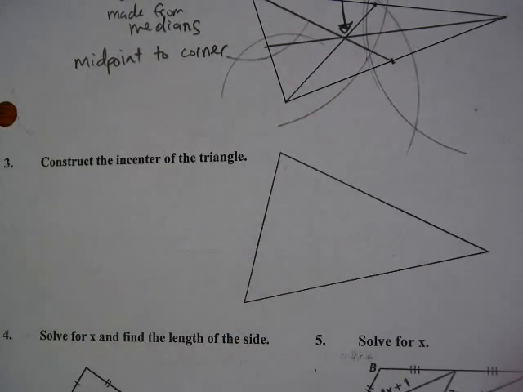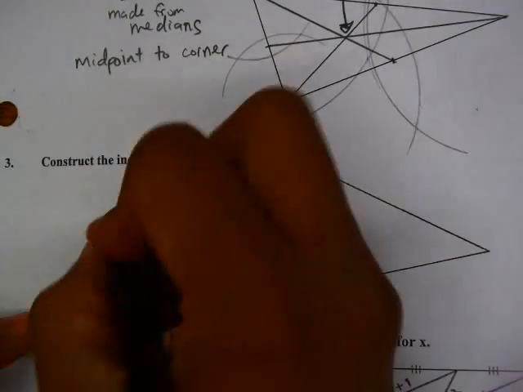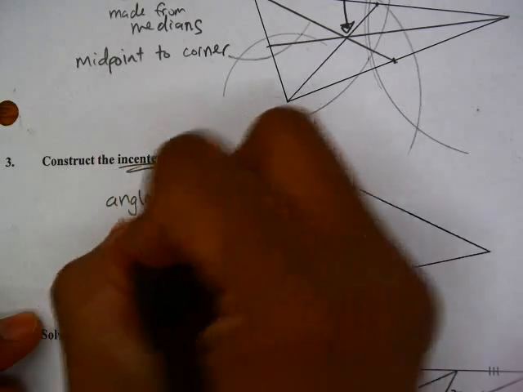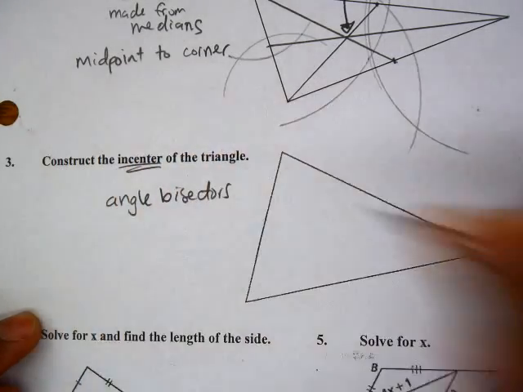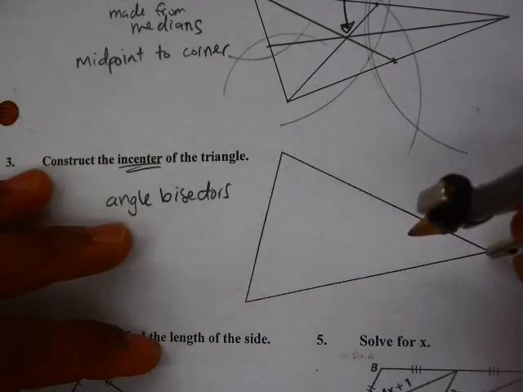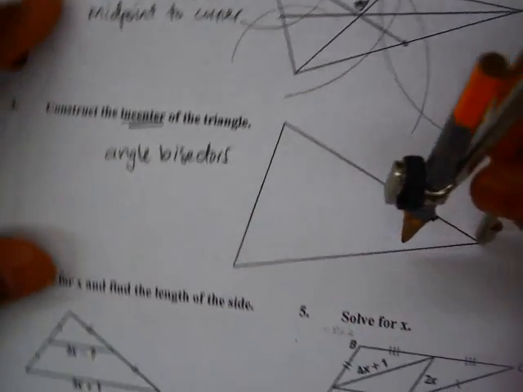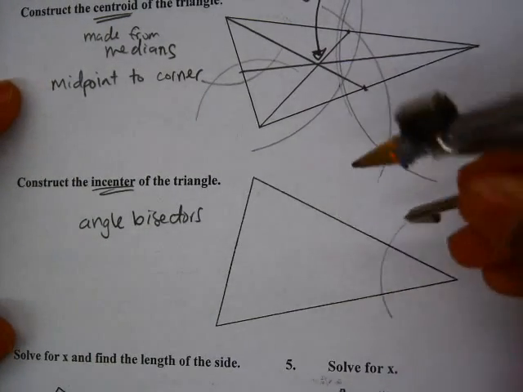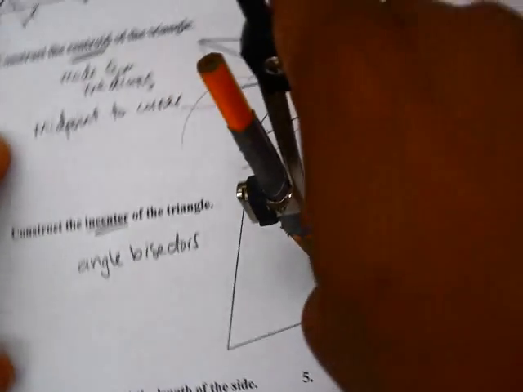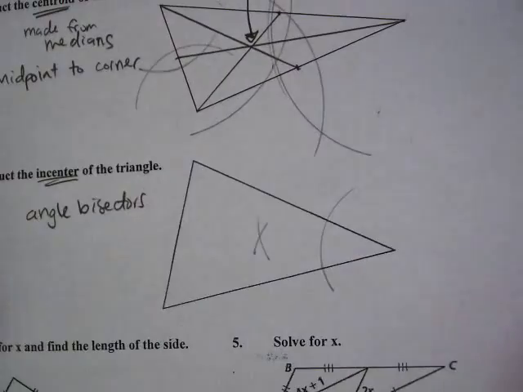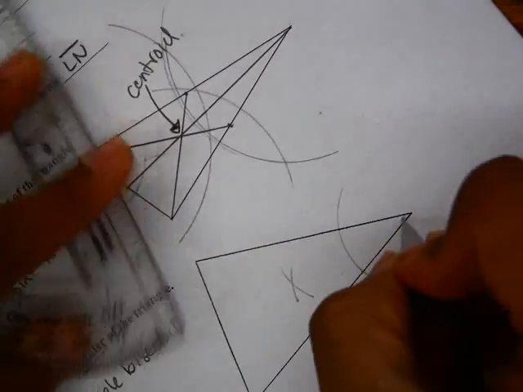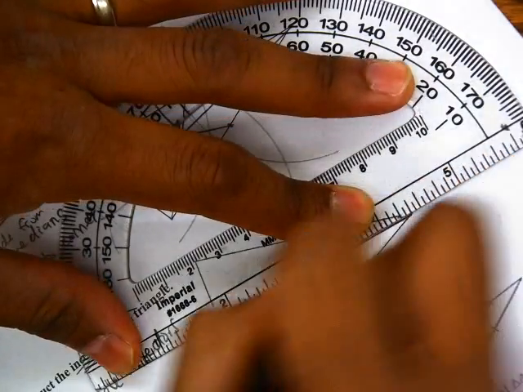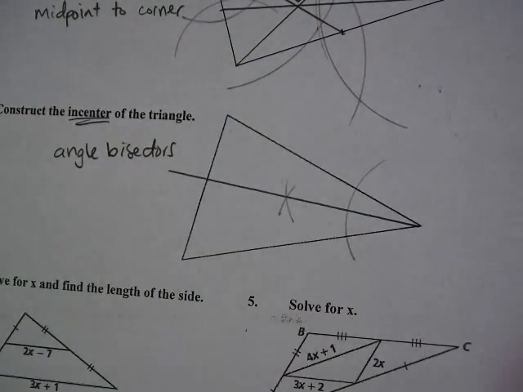In number 3, I'm supposed to construct the incenter. That's made from angle bisectors. So I have to bisect every angle in here. So I go to an endpoint, or a vertex, do an arc. Notice these 2 points of intersection. Put my compass there and there. Create 2 little arcs and connect the point of intersection to the vertex. So that's an angle bisector, and I need to do this 2 more times because I need to bisect every angle here.